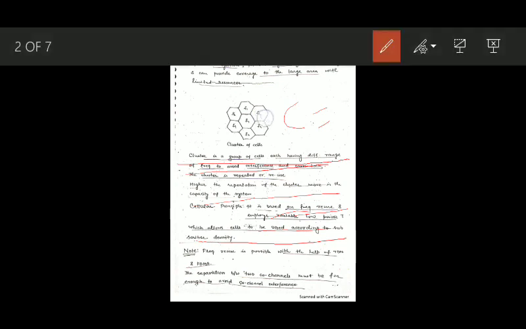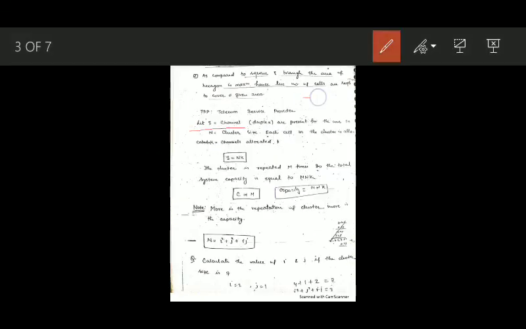Suppose this one hexagon is one cell, this is the second cell, third cell, fourth cell. So the combination of all these cells becomes a cluster. We take this as a cell. In one cell there are n channels. There is one hexagonal cell.